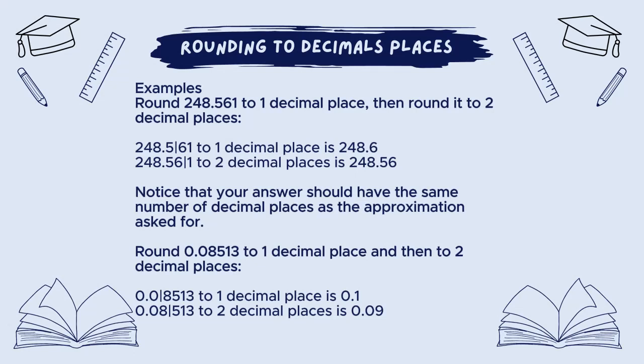Now an example. Round 248.561 to 1 decimal place, then round it to 2 decimal places. So to 1 decimal place, it is 248.6, and to 2 decimal places is 248.56. Notice that your answer should have the same number of decimal places as the approximation asked for. There is another example on the screen also.